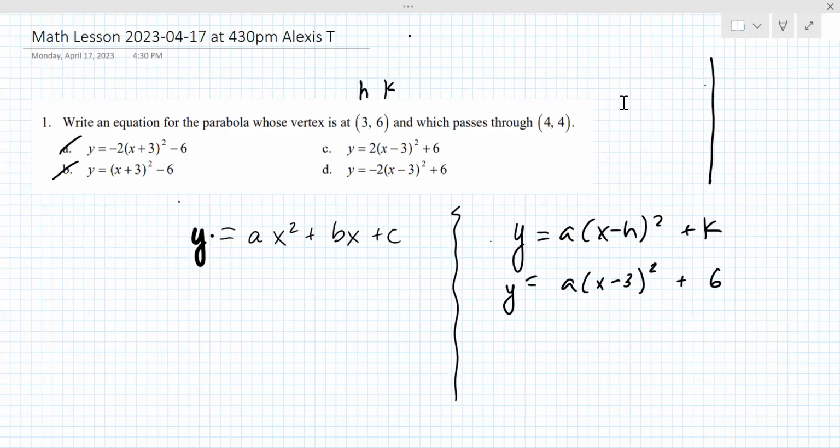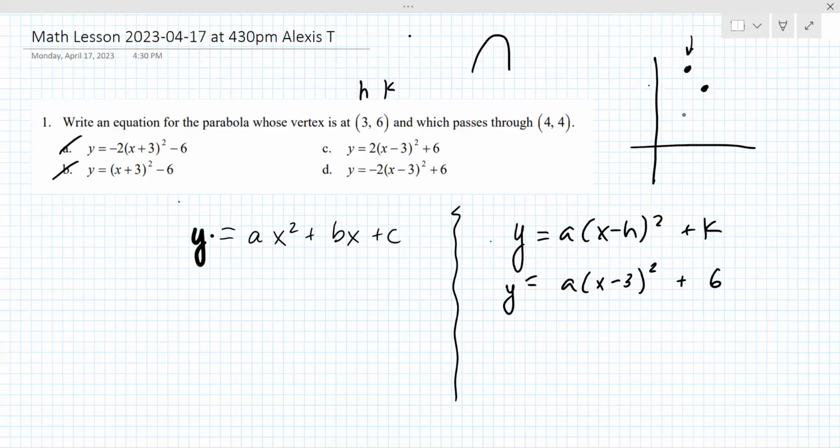Okay, so let me show you that now. If I just make a quick sketch of this graph here. So here's (3, 6), here's (4, 4). If this is the vertex, does the graph open up or down to go through this other point? Basically, I'm asking you, does it look like this or this?